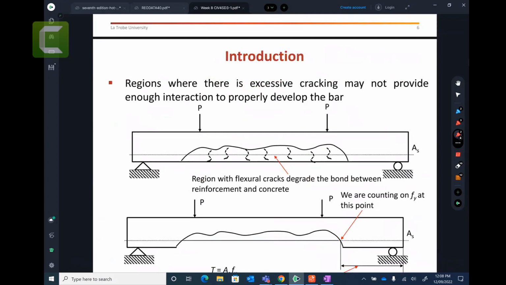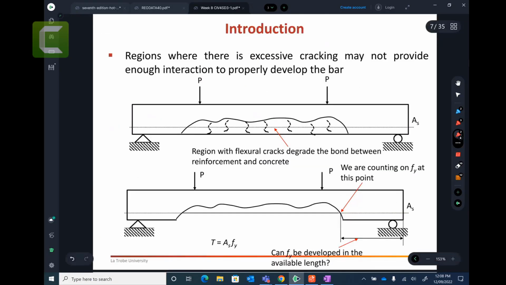Now, a region where there is excessive cracking may not provide enough interaction to develop the bar. So for example, let's say, what is going to happen here? We want to provide.